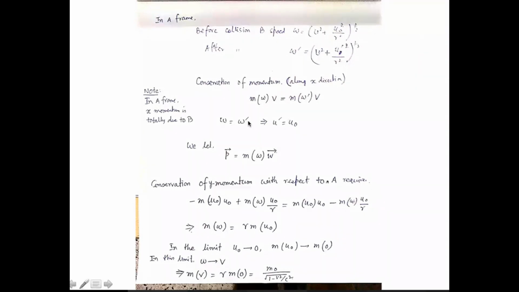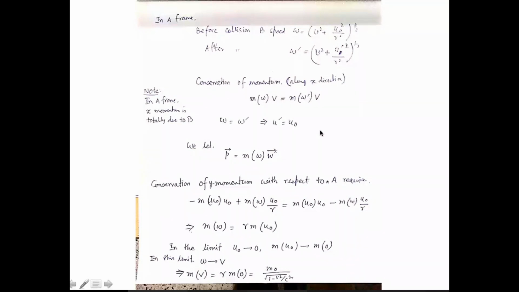Why so? Because on both sides v cancels. And then if these two masses are to be equal, the only way they can be equal is if the two speeds, omega and omega prime, are equal to one another. Got it? Now, if omega is equal to omega prime, then what else? U prime is actually equal to u naught. All right, so this is the first result that we establish.